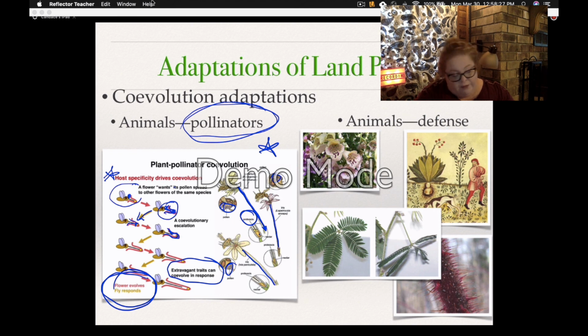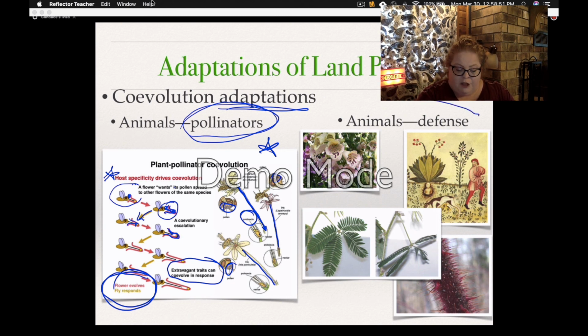Okay, now this also can happen with things that aren't insects. So there are pollinators that are bats and pollinators that are mammals. There's just all kinds of cool stuff. You know, I could talk about it forever. All right, so that's adaptations that have to do with pollinators. And again, this is only going to be in those organisms that produce pollen.